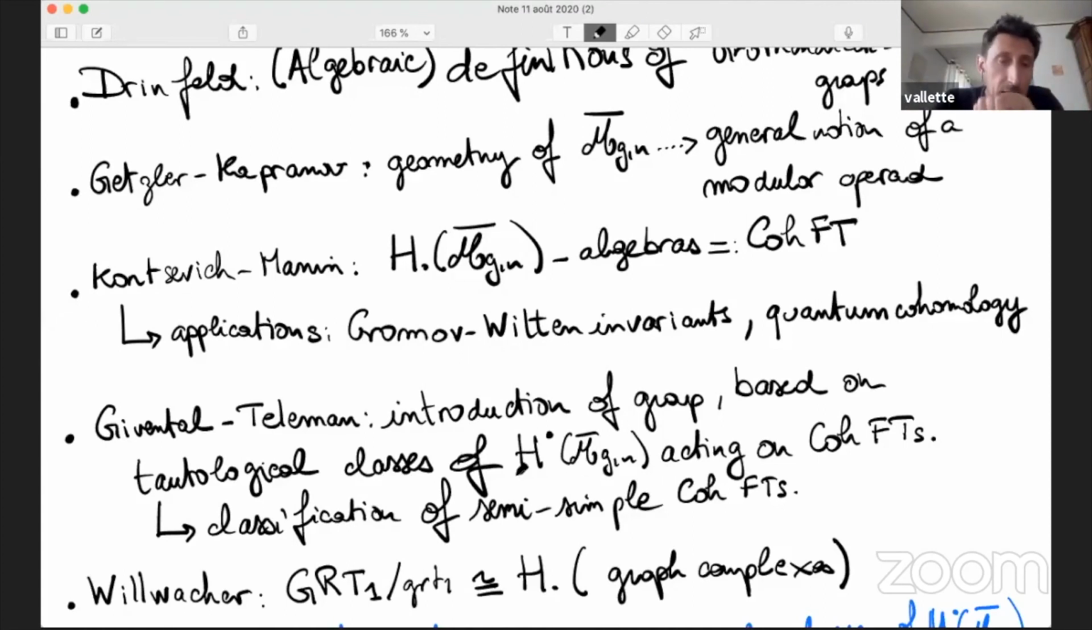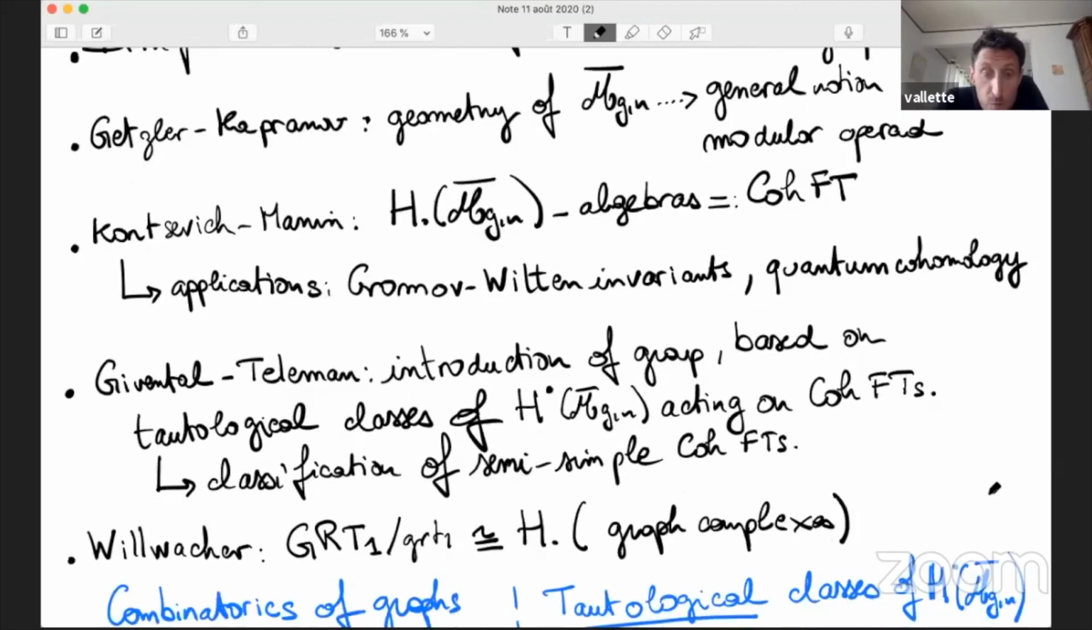Here, the tautological classes do not give the full cohomology ring of M_{g,n} bar. But still, I'm not expert enough to say we get close, but we have a lot. So one can use these particular characteristic classes of M_{g,n} bar, and that's what Givental did, and this was used by Teleman later. Givental coined a group which was acting on CohFT using the particular properties of these tautological classes. This group was used later by Teleman to classify semisimple CohFT. So it's a group which is quite important in this theory.